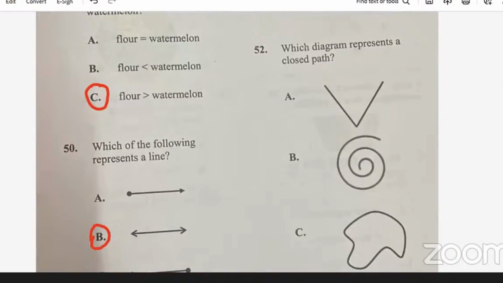All right, question 52. Which diagram shows a closed path? Is it A, B, or C? Closed, right? That would be C.